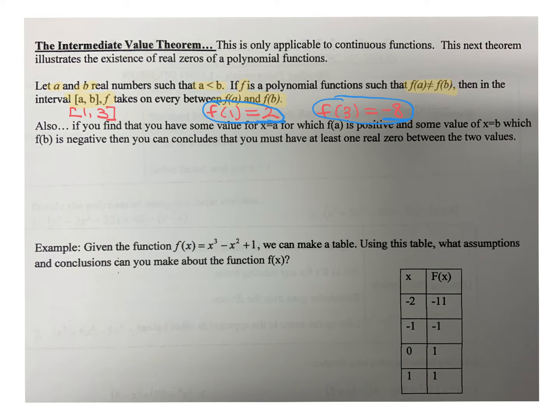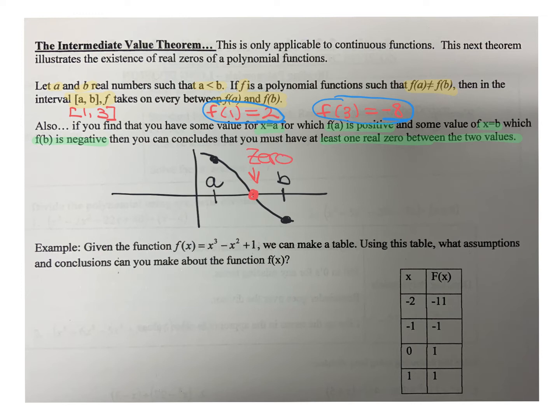So let's look at what this says. x equals a, f of a is positive. x equals b, and f of b is negative. That means you must have at least one real zero between those two values. Let me draw it real quick. Here's my graph, and I plug in some a value, and my graph is up here, it's positive. Over here is b, and I plug it into my polynomial f, and I'm negative. I don't know how this polynomial moves, but somewhere between these two points, I must have crossed the x-axis to find a zero.